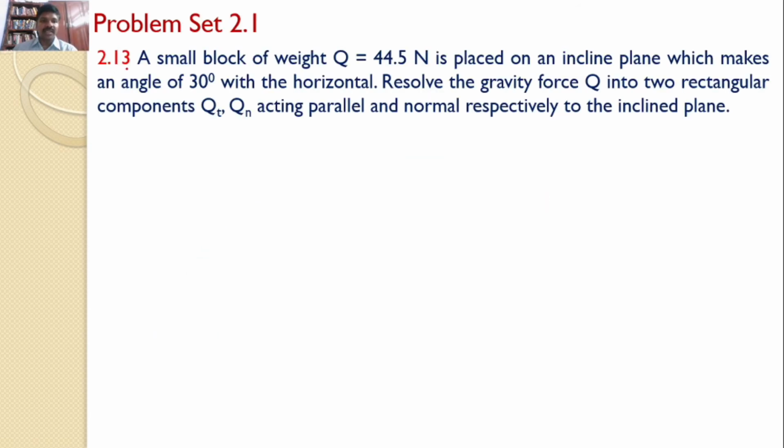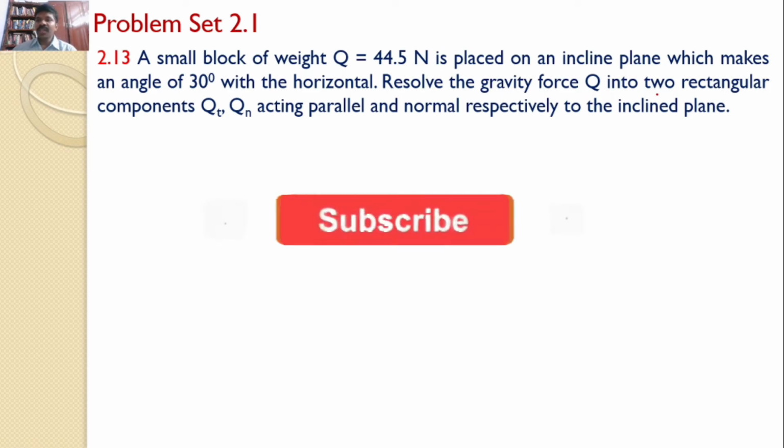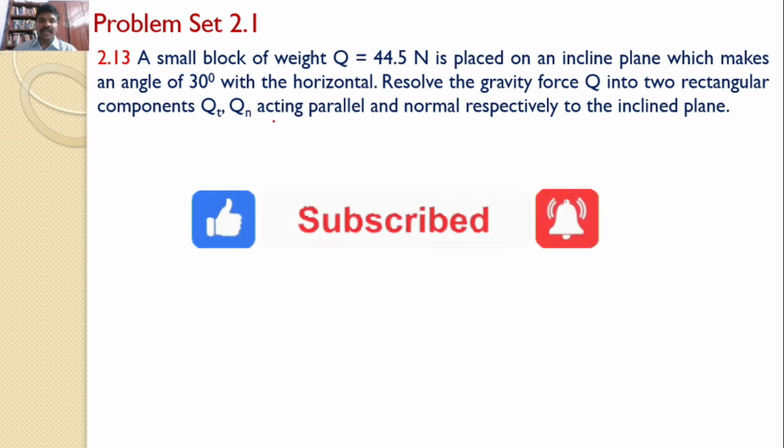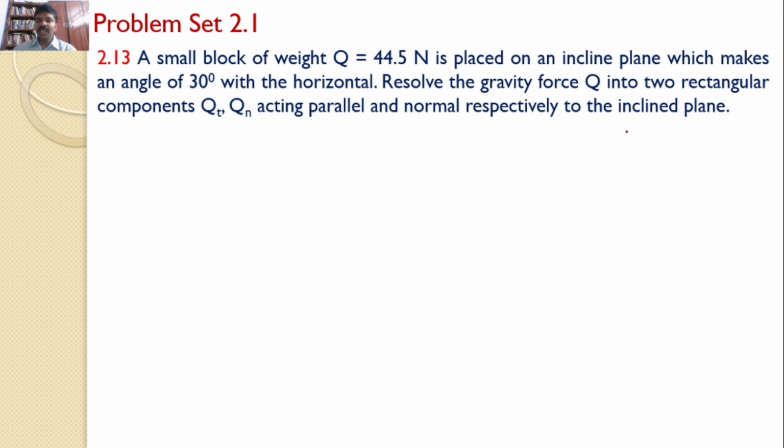Problem number 2.13. A small block of weight Q equal to 44.5 newtons is placed on an inclined plane which makes an angle of 30 degrees with the horizontal. Resolve the gravity force Q into two rectangular components Qt, Qn acting parallel and normal respectively to the inclined plane.